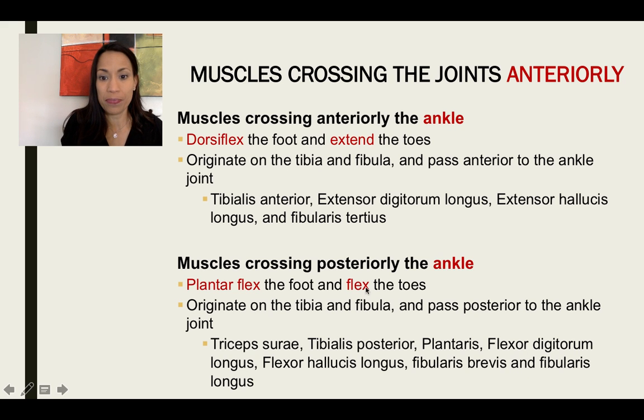As you can see, the flexors of the digits are in the posterior compartment. The extensors of the digits are in the anterior compartment.